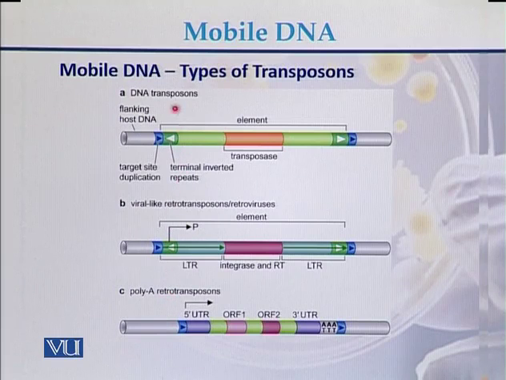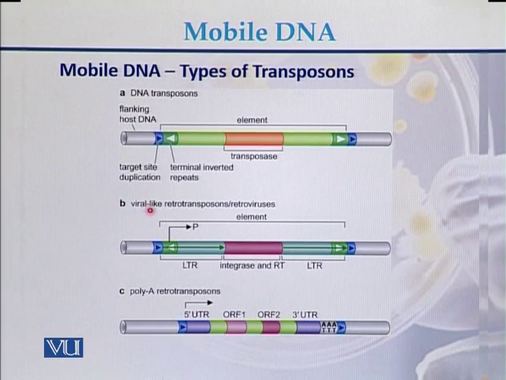retrotransposons. So in the case of DNA transposons, we see that there is a sequence for the transposase. This is actually the element. And at the ends of the element, there are inverted repeats. Here is an inverted repeat, and here are again inverted repeats. In addition to inverted repeats, there is the sequence for the target site.